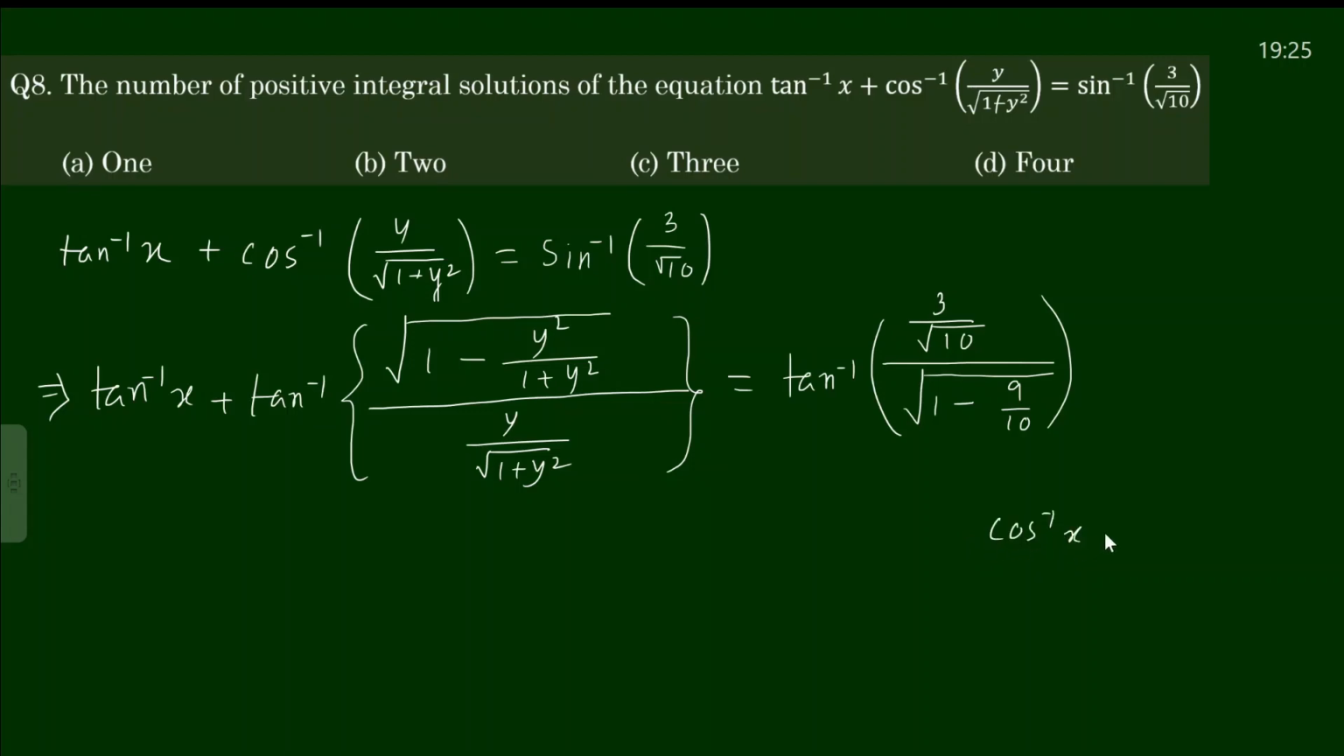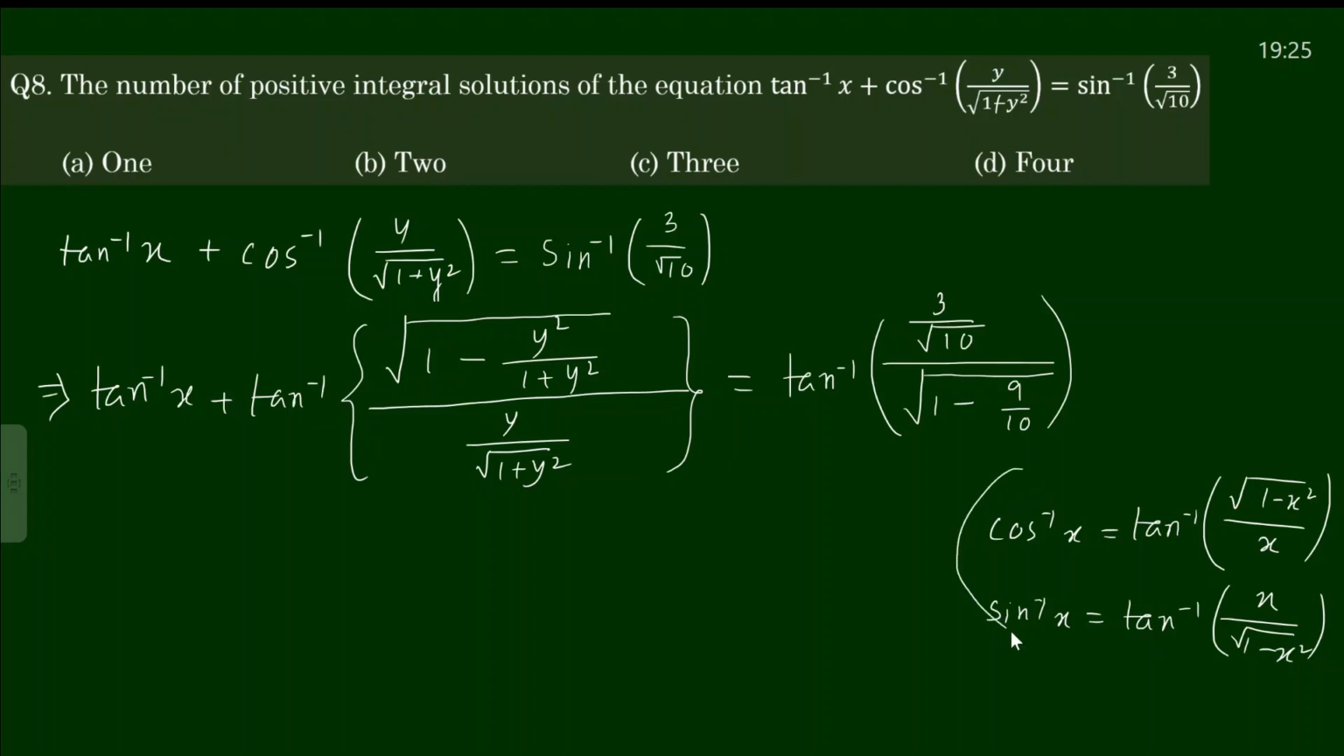cos inverse x is equal to tan inverse of root over 1 minus x square divided by x. And for this relation, sine inverse of x is equal to tan inverse of x by root over 1 minus x square. These two relations are used here. You see here, these two relations are used here.